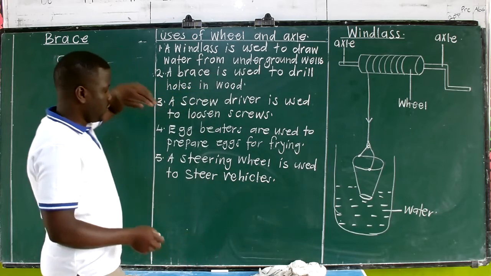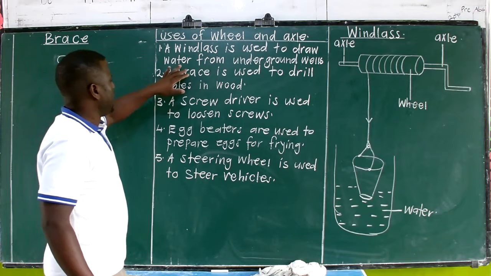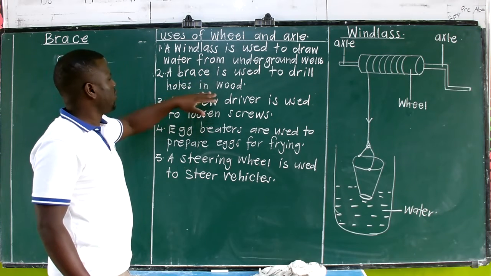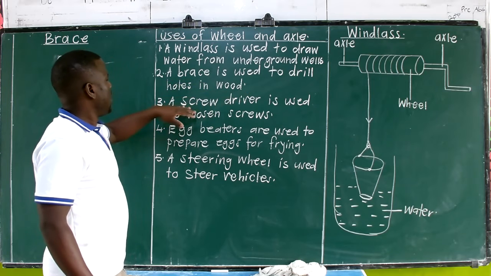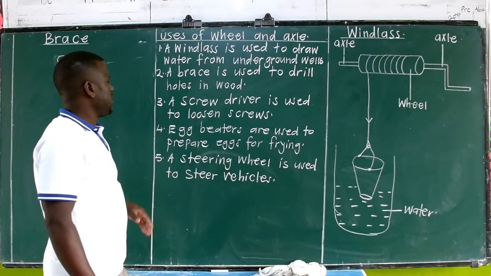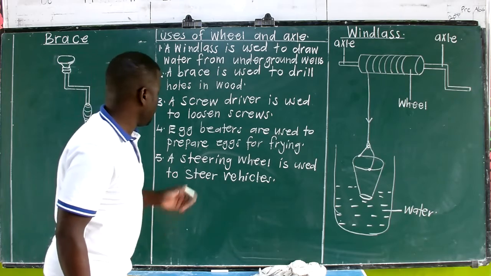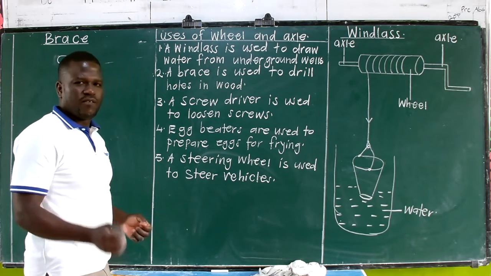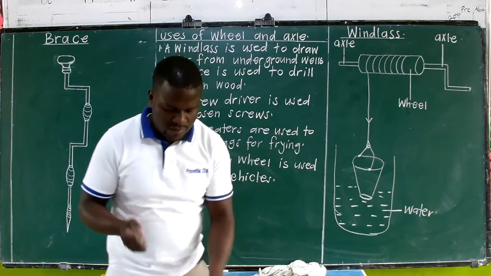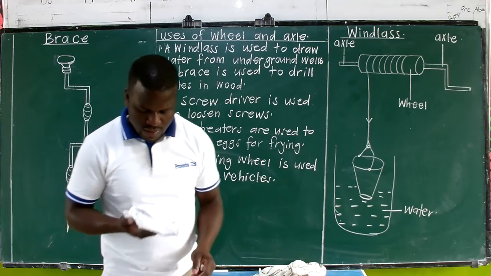A windlass is used to draw water from underground wells. Then a brace is used to drill holes in wood. A screwdriver is used to loosen screws. Egg beaters are used to prepare eggs for frying, and a steering wheel is used for steering vehicles, especially when you are driving a vehicle.